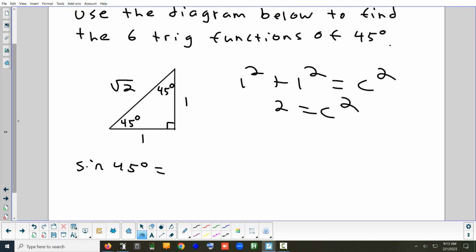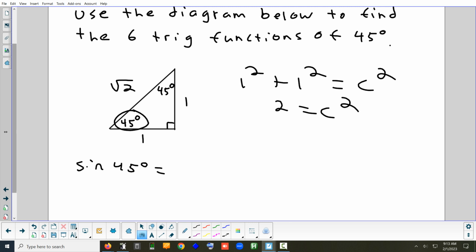Now, remember, everything is from the perspective of the angle that you want to do the trig functions for. You have 2 45-degree angles. It doesn't matter which one you use. You're going to get the same answers. So let's do everything from the perspective of that one. Just pick one.